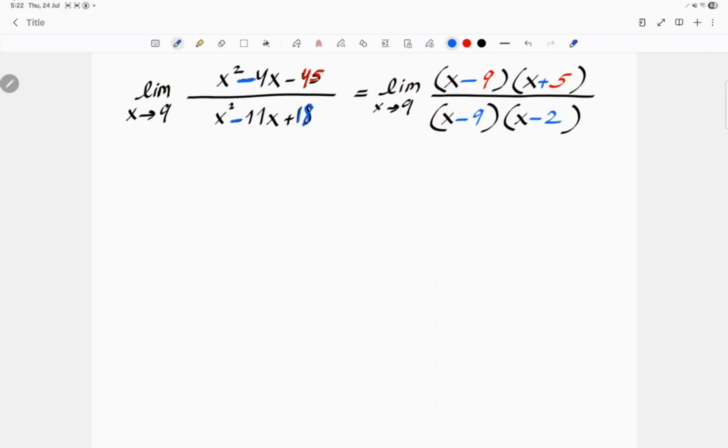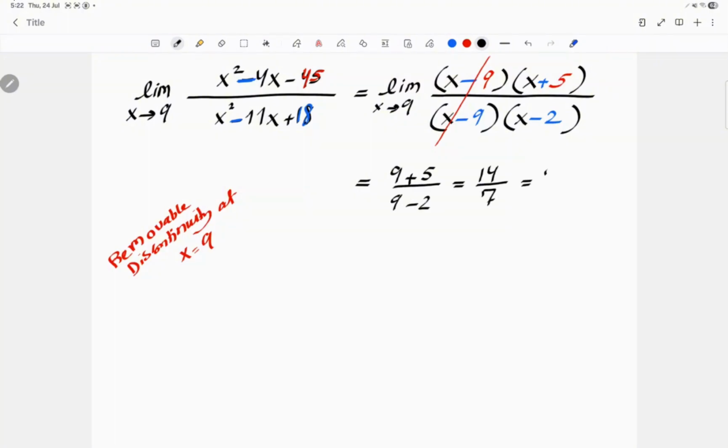Anything in common? Negative 9. x minus 9, yes, gets cancelled. Yes. That means we have what? A removable discontinuity at x equals 9. Now simply replace every remaining x with a 9. Yes. So we're going to get 14 over 7, which is 2.